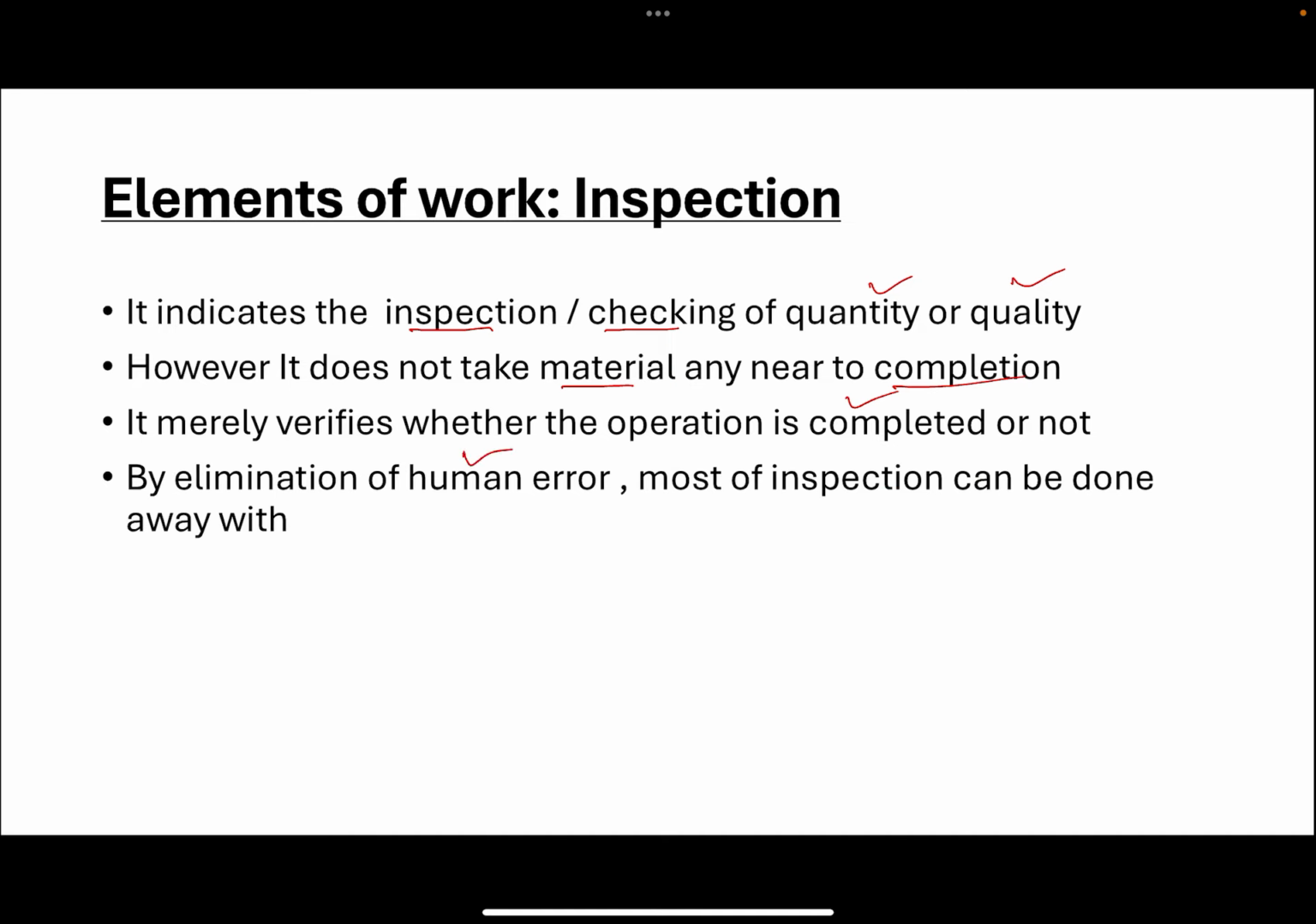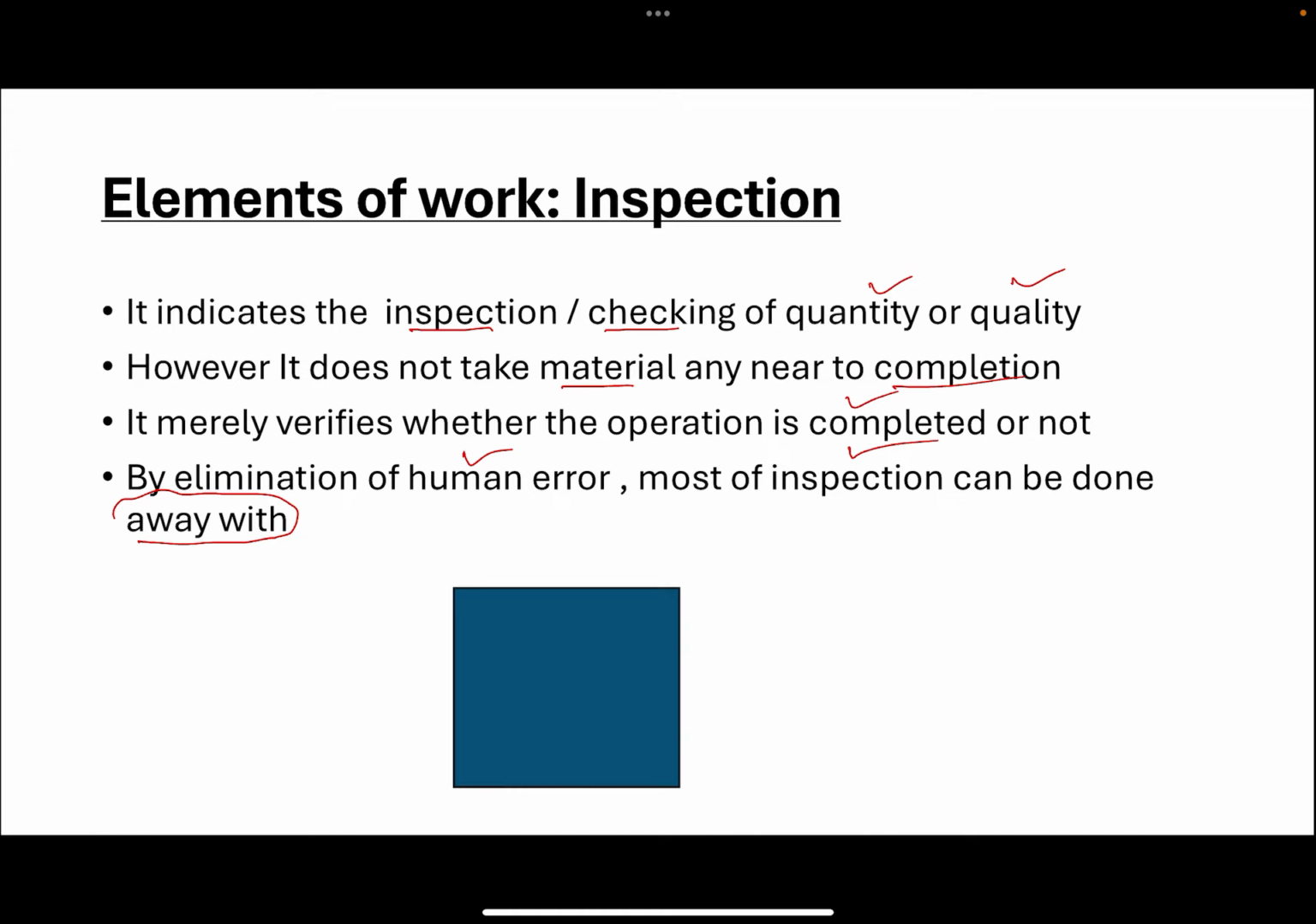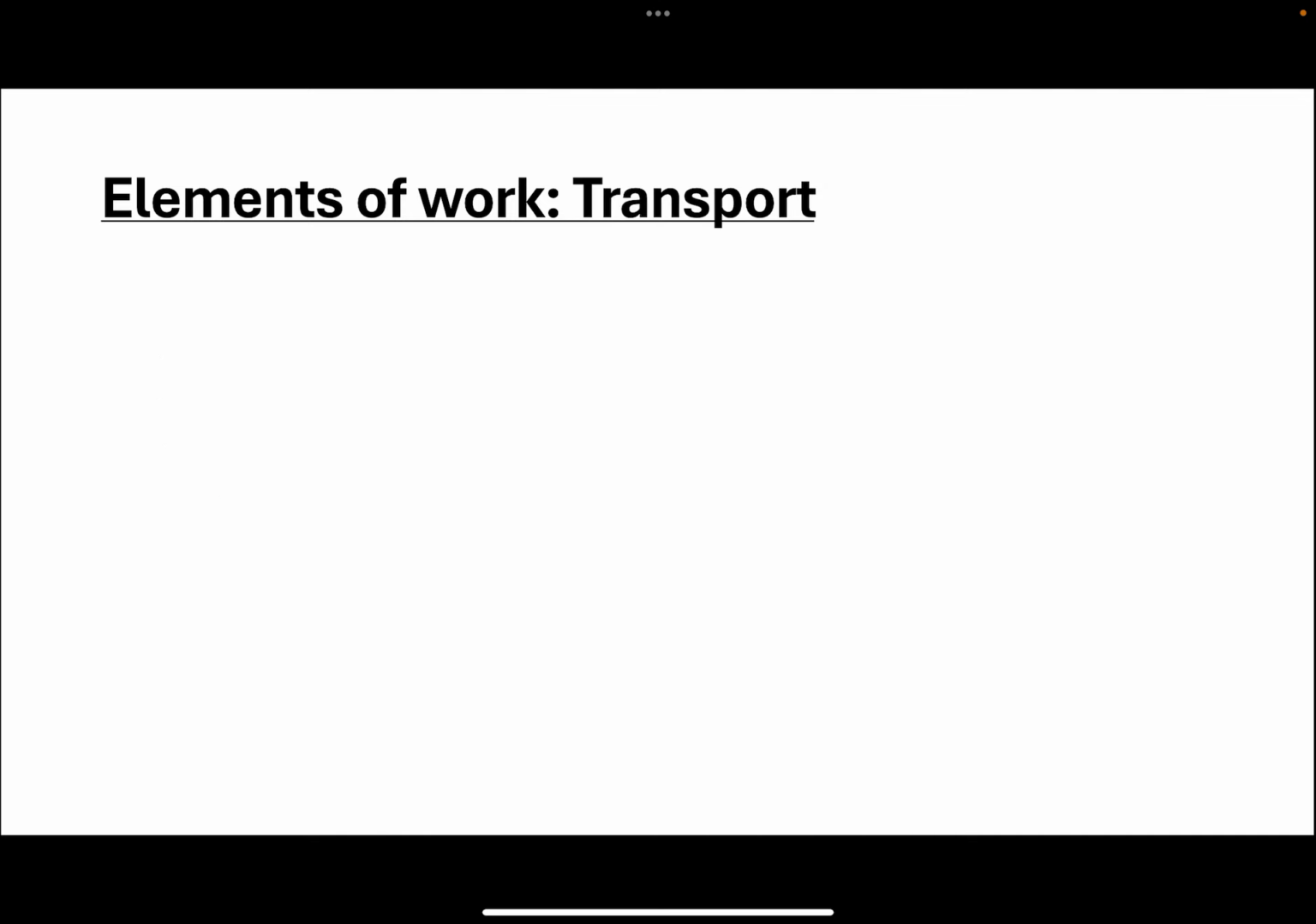And by elimination of human error, most of the inspection can be done away with. Okay, so this can be eliminated if there was no human error. And this is depicted using this square symbol. So graphically, you can use this symbol to depict inspection.